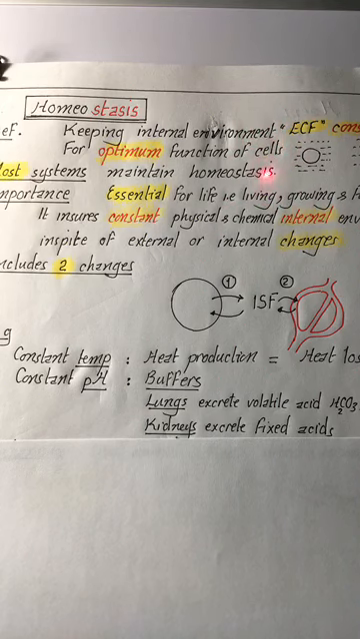Did you think ever why the pH of our body is alkaline, 7.4? Think about it. I already said that the body metabolism produces only acids. So we need our body fluids to be alkaline, 7.4, to neutralize these acids. What is the definition of homeostasis? To keep the internal environment, that's the extracellular fluid, constant for optimum function of cells.